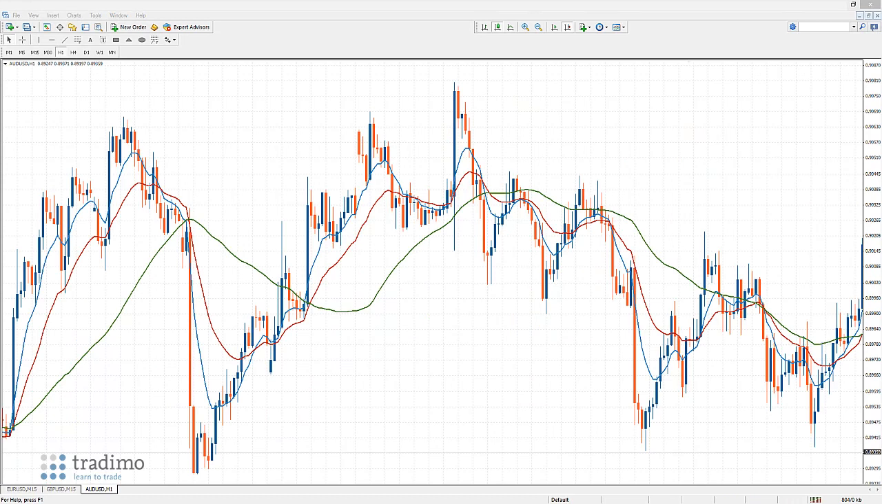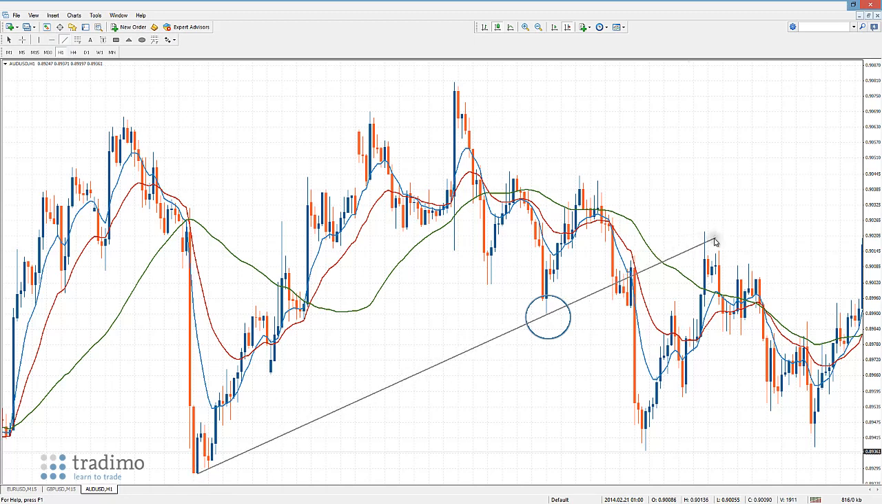Looking at one last example, we can see price breaks down. We have nice angle and separation from the moving averages. And if we drew a trend line from the very low and we just extend it up, you'll see price has 1, 2, 3 hits on the trend line.